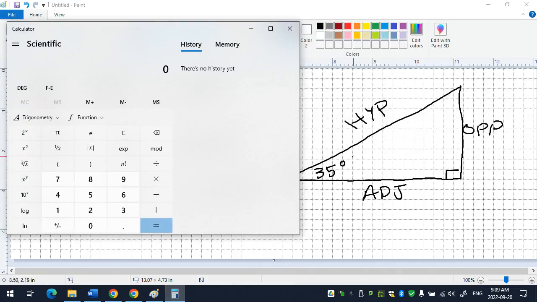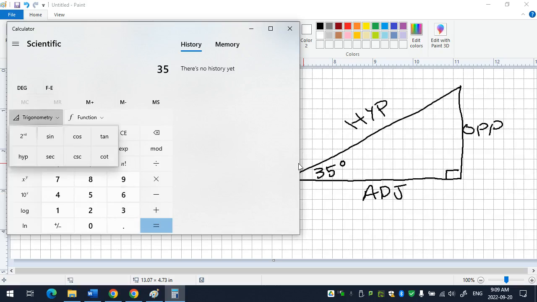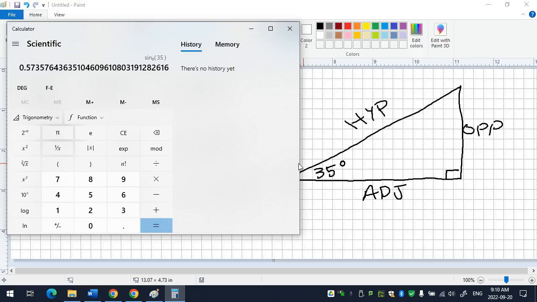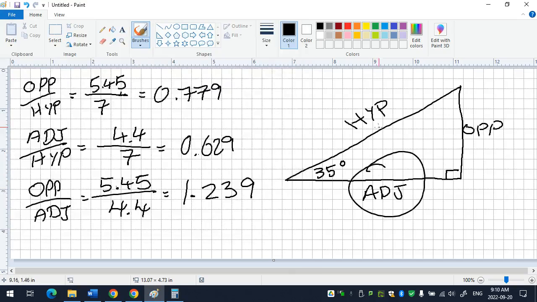What's my angle? Come on. What's my angle? 35. You enter 35. And then you go to trig. Let's say I want opposite over hypotenuse. The ratio of this guy over this guy. Which one of those 3 do I use? Sine. I know without measuring the sides that if I did measure the sides and divide it, I'm going to get 0.57335 and so on.